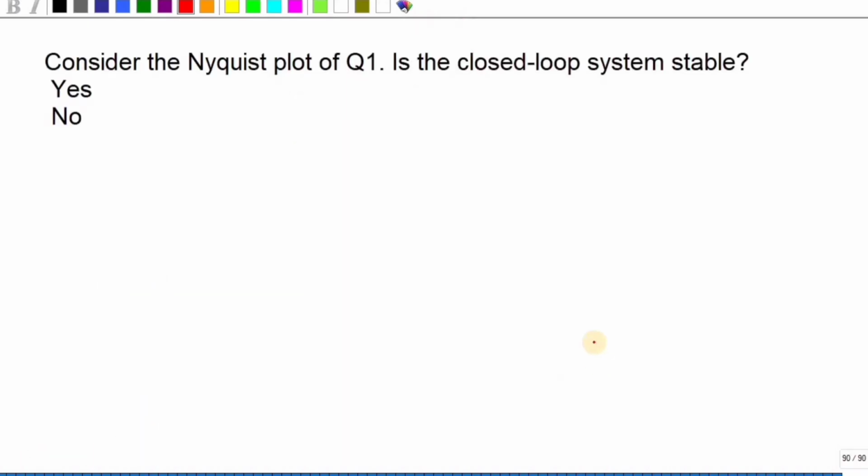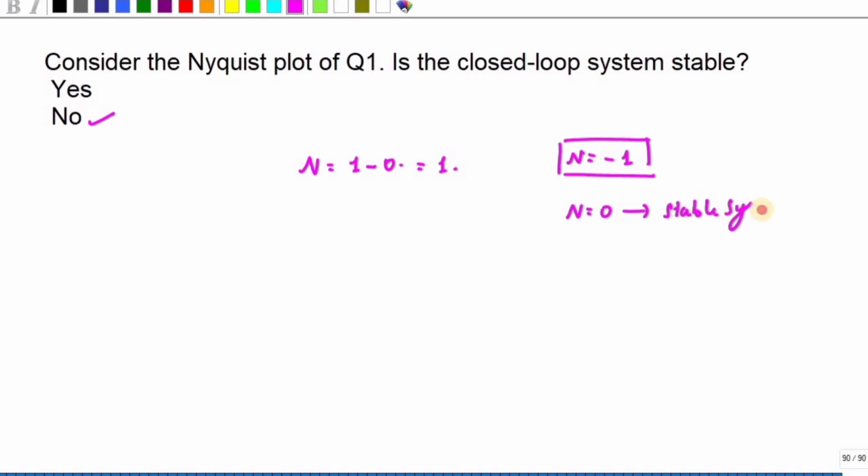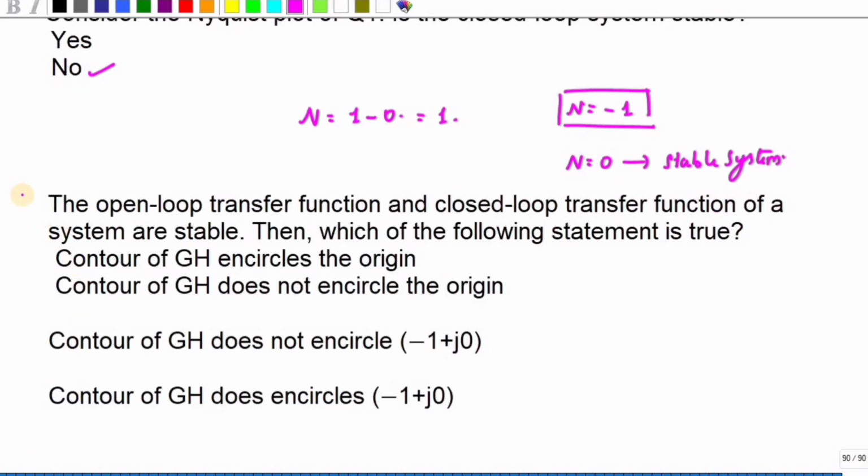Okay, well, for the first problem, is the system stable or not? So here the N value is equal to 1 minus 1, so it is 0. That means you can have a pole at the right hand side. So Z is equal to 1, so it is an unstable system.